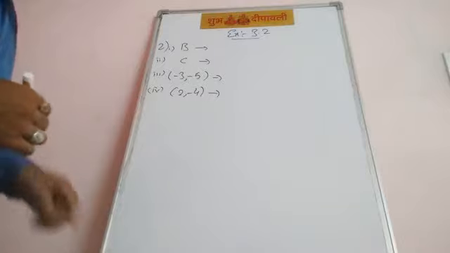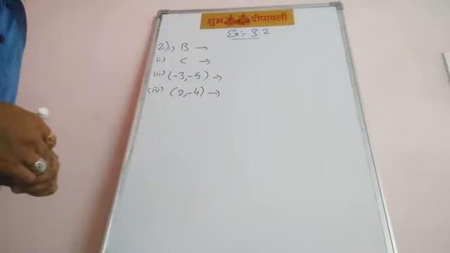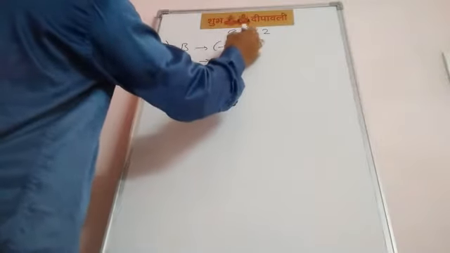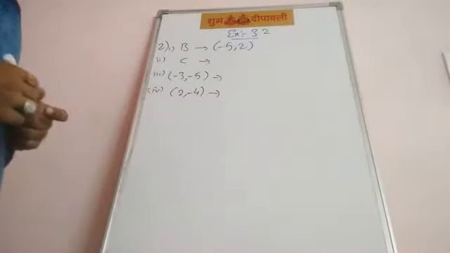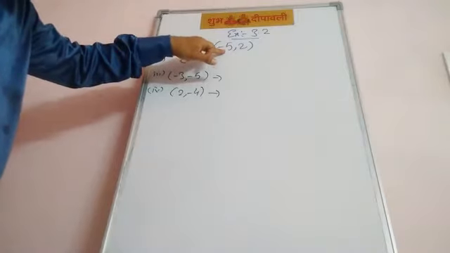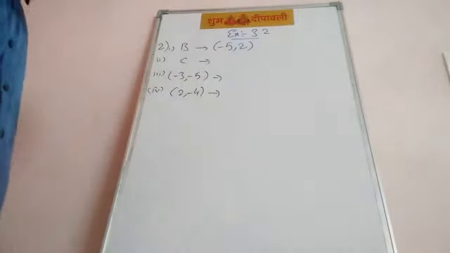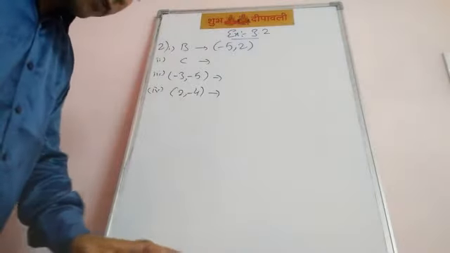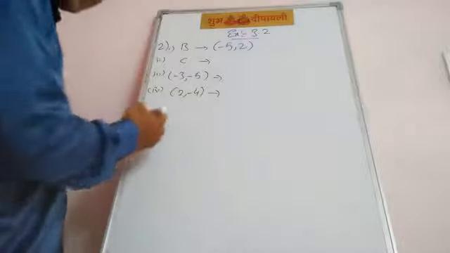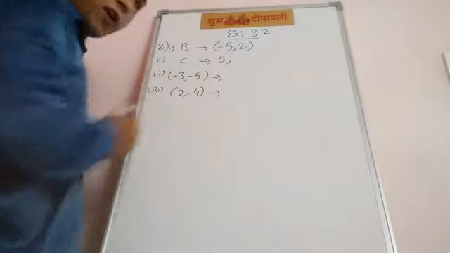Students, see the figure. So x is what? -5 and y is 2. So what is the value of x for B? The point B is represented as x -5, y 2. Okay. Next, point C. See the figure. Where is the point C? Yes, we have got it. So what is the x value there? 5. And the y value?